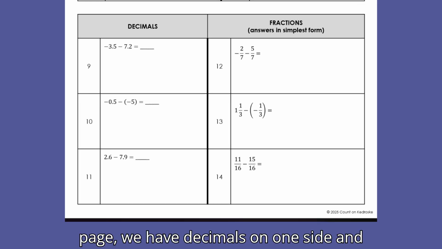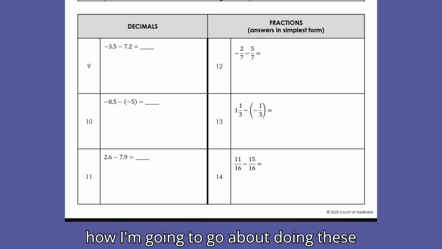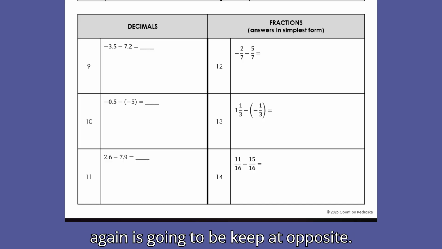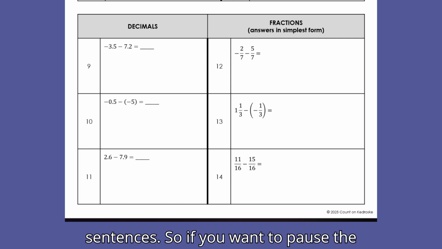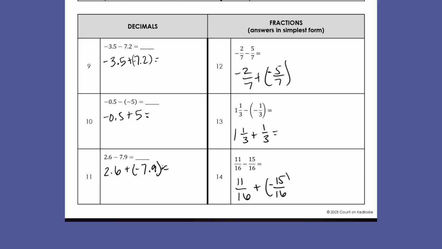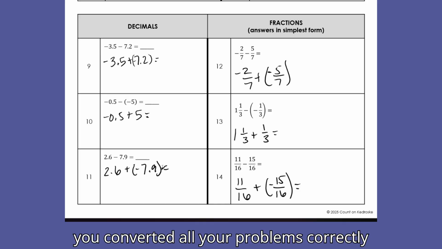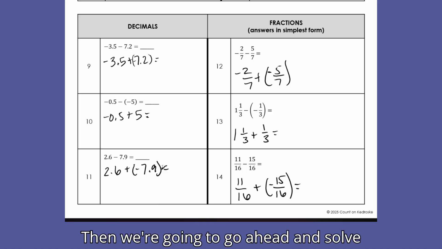So if you look at the second half of your page, we have decimals on one side and fractions on the other. So we have just a couple more examples to get through. How I'm going to go about doing these again is keep, add, opposite. I'm going to change all these subtraction problems to addition number sentences. So if you want to pause the video and try it on your own, we'll check our answers together in just a minute. Okay, so double check that you converted all your problems correctly to correct addition number sentences. Then we're going to go ahead and solve them.